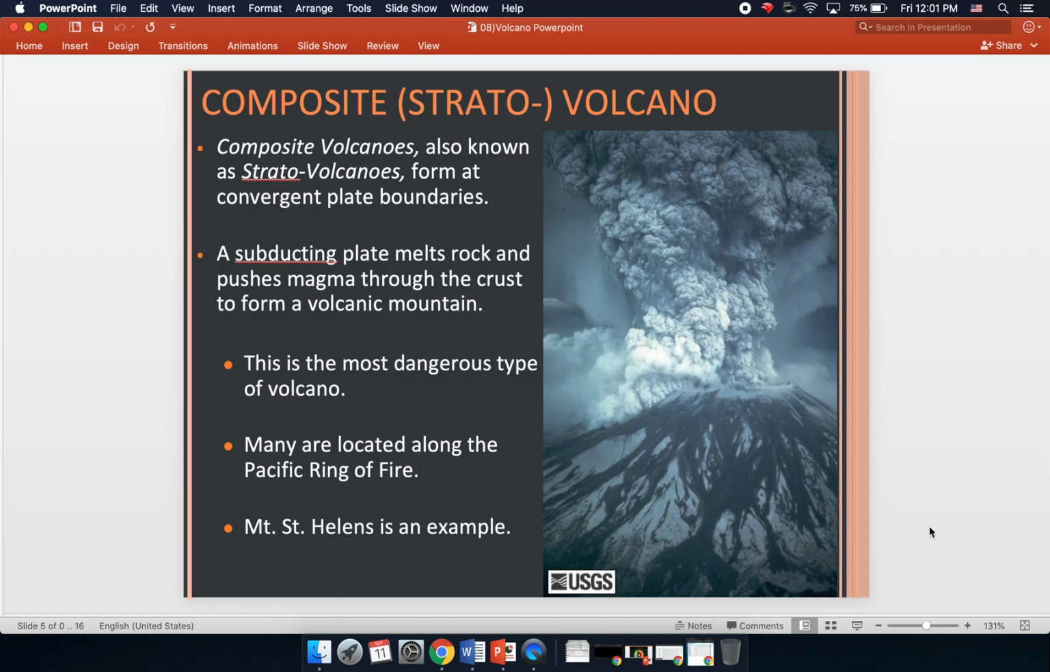Composite volcanoes, like I said, are the most dangerous type. Many are located along the Pacific Ring of Fire, which I'll show you on a map in a moment. One of the most famous examples, at least here in North America, is Mount St. Helens.